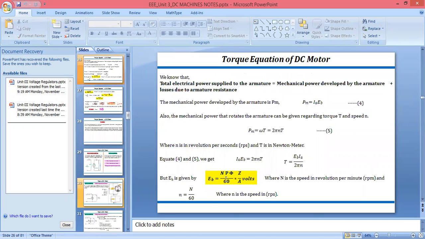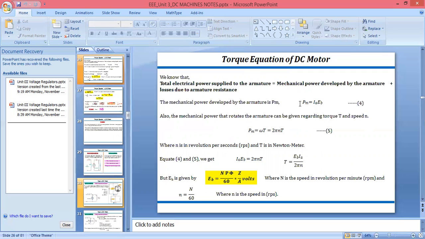You will get the value of the power, Ia into Eb. But we know the mechanical power that rotates the armature can be taken as torque and speed. So we can take Pm equal to W into T. W is nothing but angular speed. You can take W equal to 2 pi n. The small n is the speed calculated in rotations per second. You can see here I have written RPS, rotations per second, or capital N, rotations per minute. So we can calculate mechanical power equal to 2 pi n T.